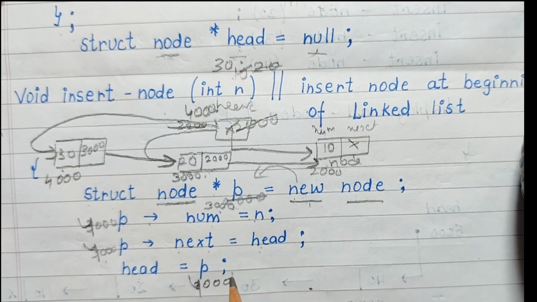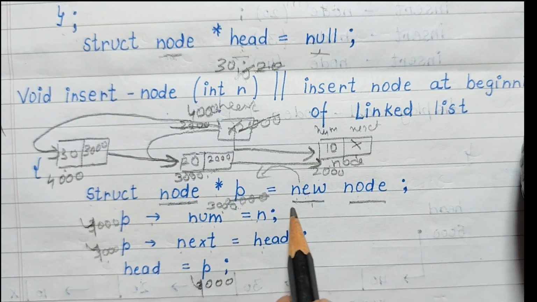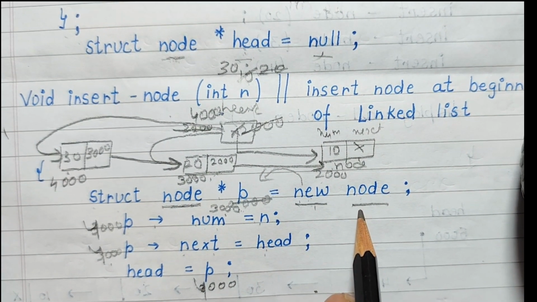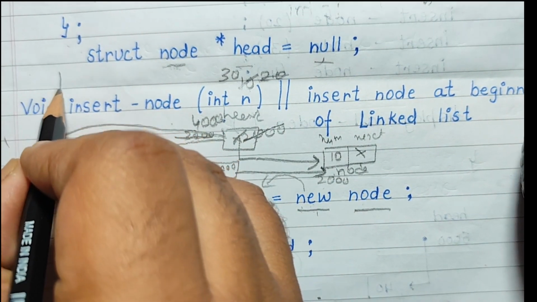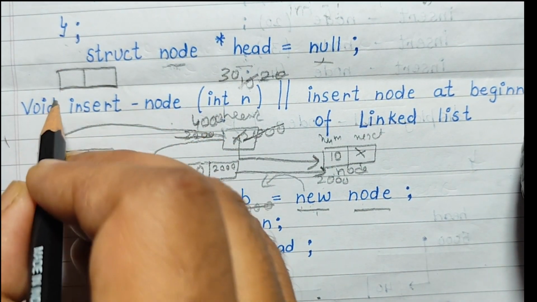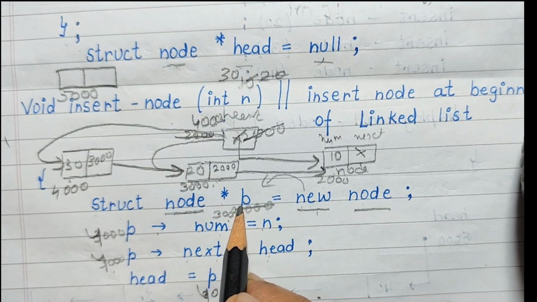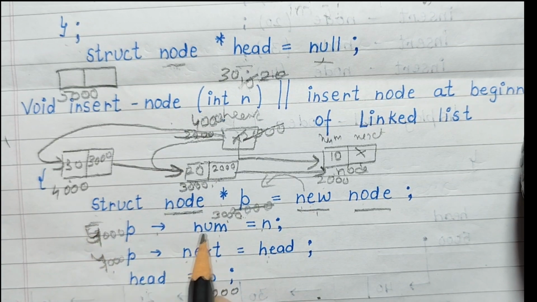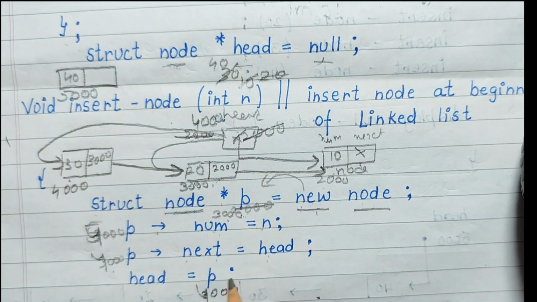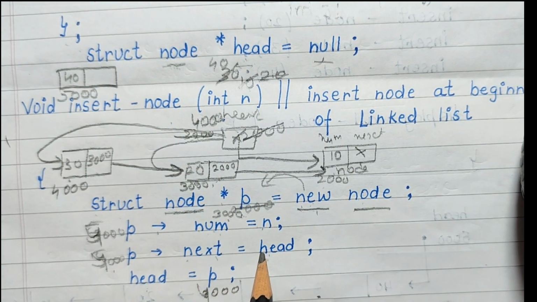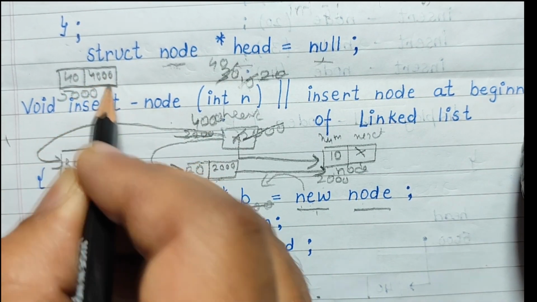If you call this function a fourth time, what will happen? Again the new operator will allocate memory to the new node. Suppose the address returned is 5000, so p has the value 5000 here. Now 5000 of num is equal to n. Suppose you pass the value 40, so 40 will go here. After this, 5000 of next is equal to head. Now head has the value 4000, so 4000 goes here.